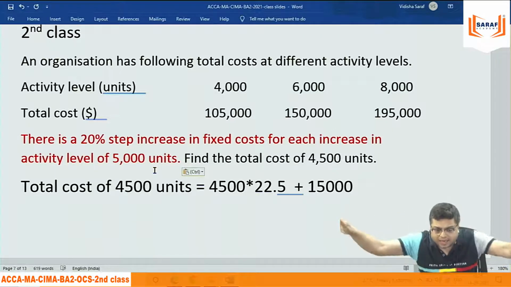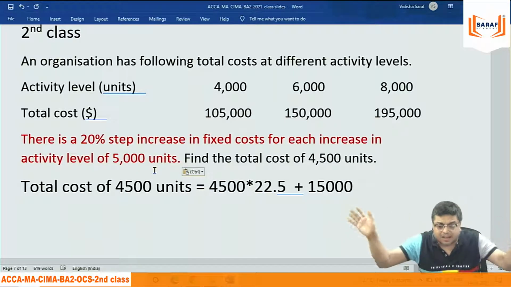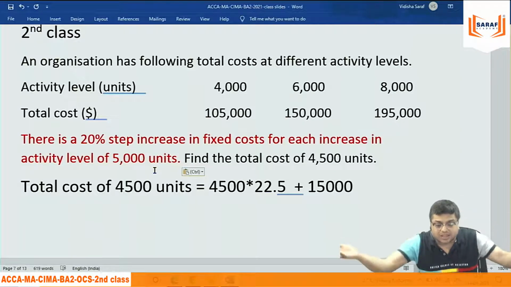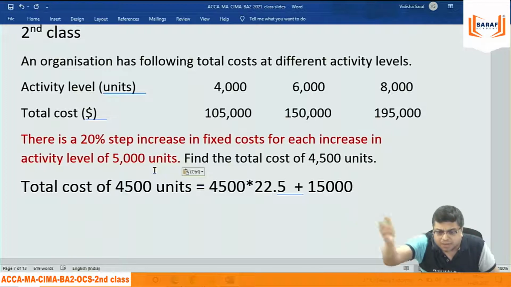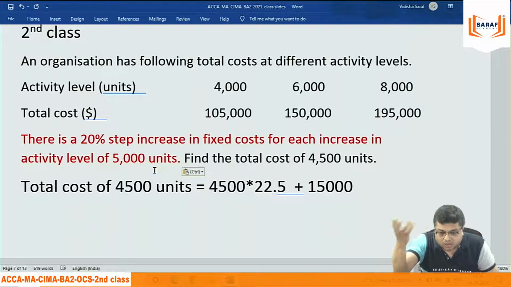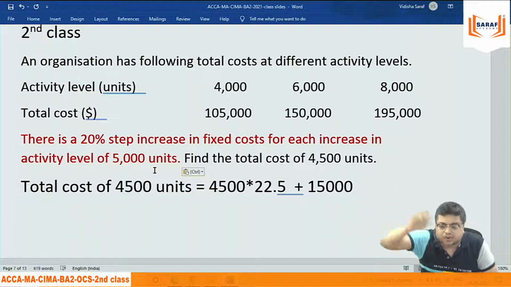If I say that my rent cost is fixed, but to take the classes I need a bigger platform, bigger camera, more computers, and I need to take a bigger space. Not that for every student I need to take a bigger space. But if the number of students increases beyond a limit, then I require more resources. Then the fixed cost will increase. Again the fixed cost will remain the same for a particular level. Again it will increase for the next level.